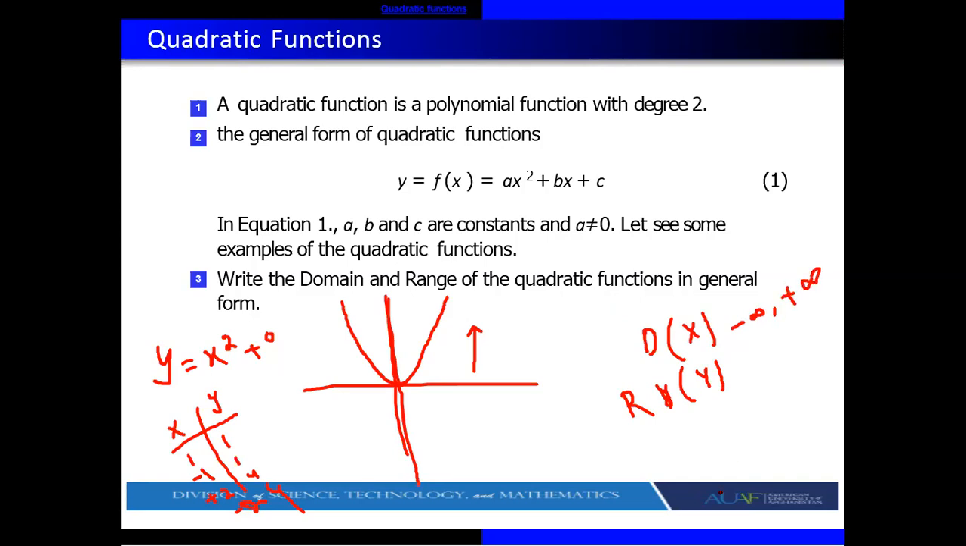But what about the range? You can see the range is the y value. So only positive y is possible. Negative y is not possible. So you can see here 0, then it's increasing toward plus y. So the range will be from 0 to plus infinity.